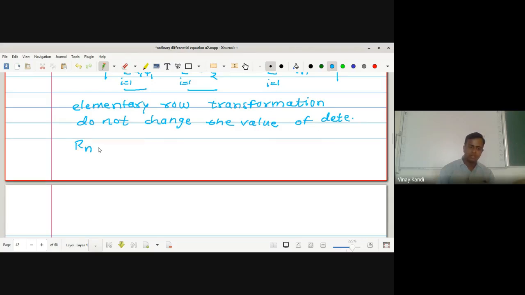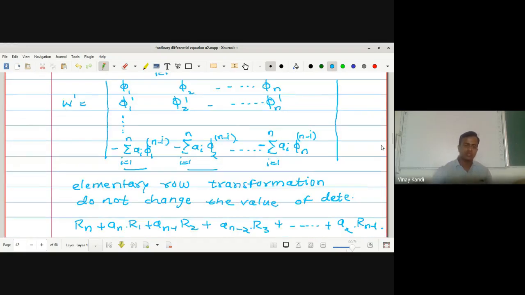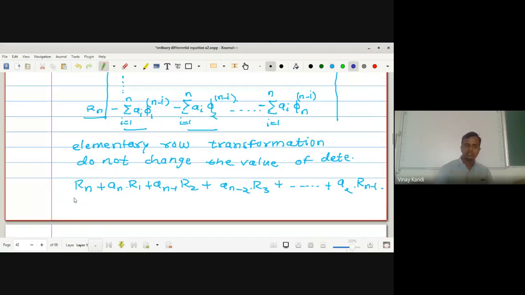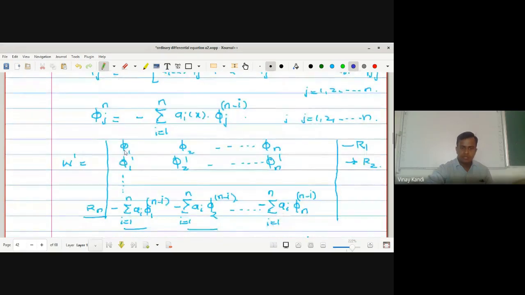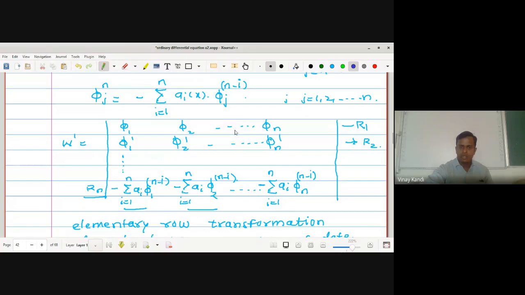Pay attention. Rn plus an into r1 plus an minus 1 into r2 plus an minus 2 into r3 plus, up to so on, plus a2 into r n minus 1. Which row is this? This is the rn row. The first is r1, this is r2. In which row will the change happen? The change will happen in the rn row. Multiply r1, the first row, by a1 and add. Similarly, multiply a2 by r2 and then add in the rn.